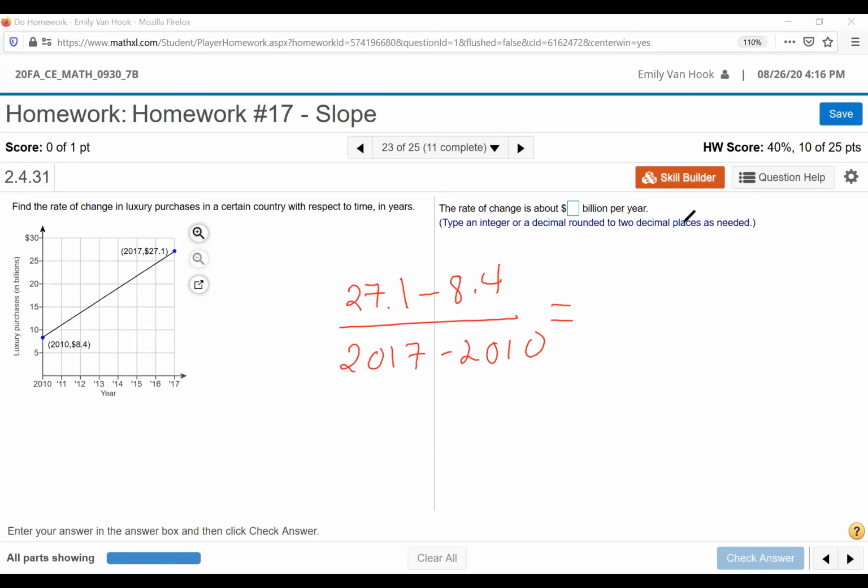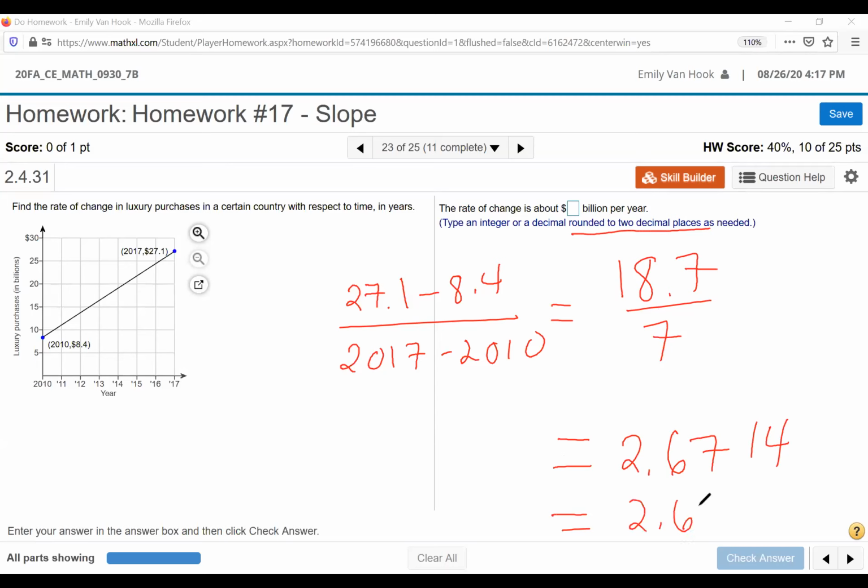Okay, so 27.1 minus 8.4 is 18.7. 2017 minus 2010, that would be 7. So 18.7 divided by 7. It's a long decimal, I'm going to have to round. 2.6714. It says to round to 2 decimal places, so that would be 2.67. So it looks like, what is this graph saying? Going up. It's going up at a rate of $2.67 billion per year in luxury purchases.